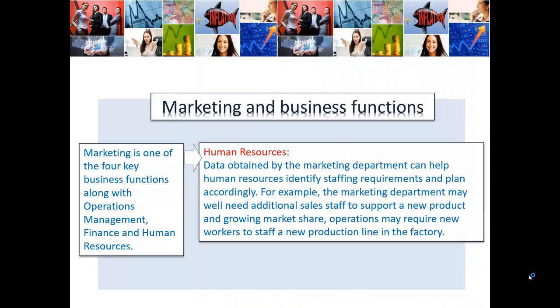Human resources. Now, data obtained by the marketing department can help human resources identify staff that may be needed down the track, and the human resources department can plan accordingly. So for example, the marketing department may well need additional sales staff if they are rolling out a new product and trying to grow market share. Operations may require new workers to staff a new production line in the factory. So if a new product is being launched, there's a new product line being run in the factory, more people are going to have to be hired to staff that.